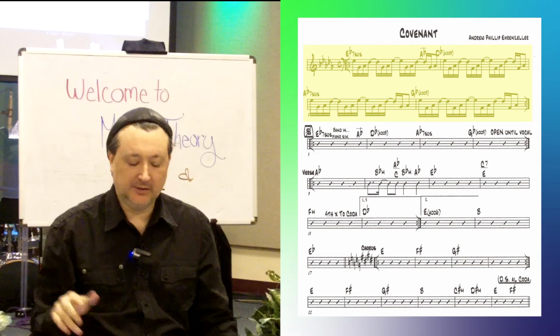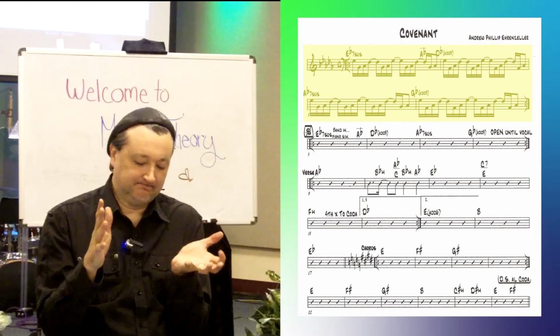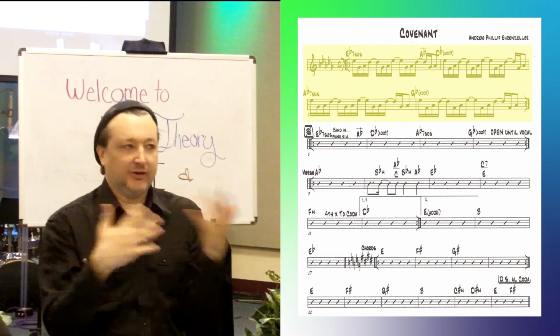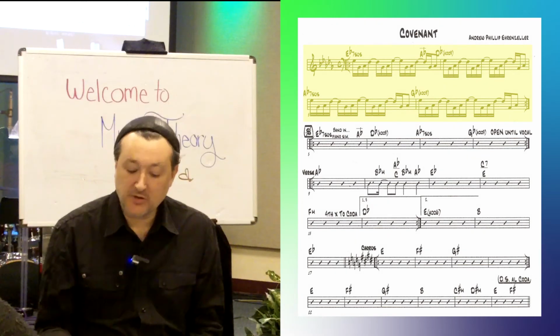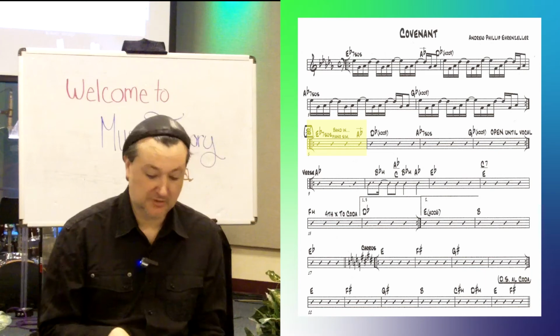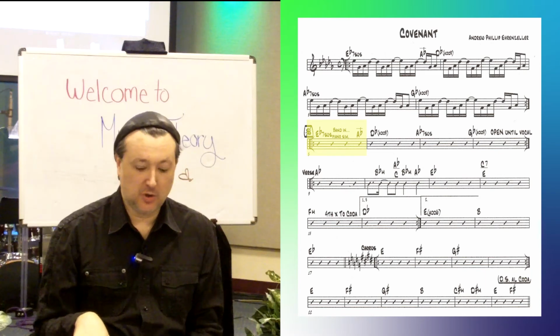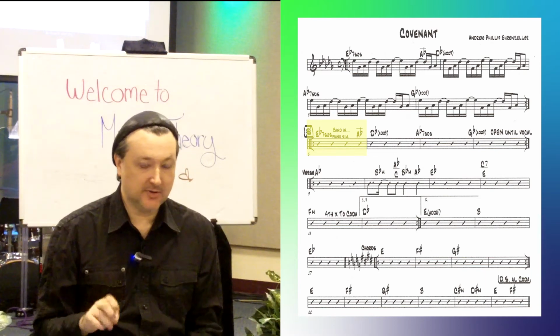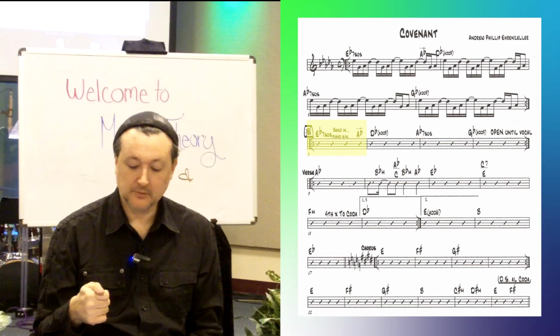So I created sort of a central average of all of those different things. But I want you to look at the first measure where it says E flat 7 sus, which means it's an E flat 7, but there's no major third in it. The major third's been moved up to a fourth.